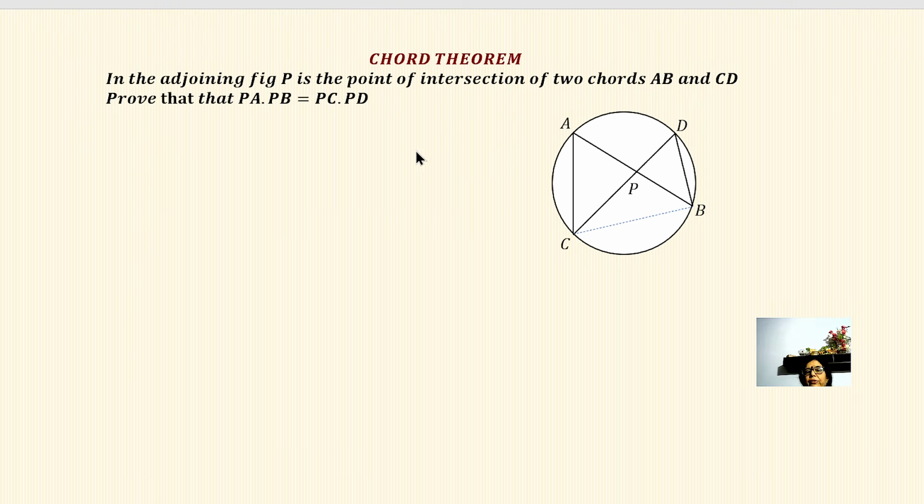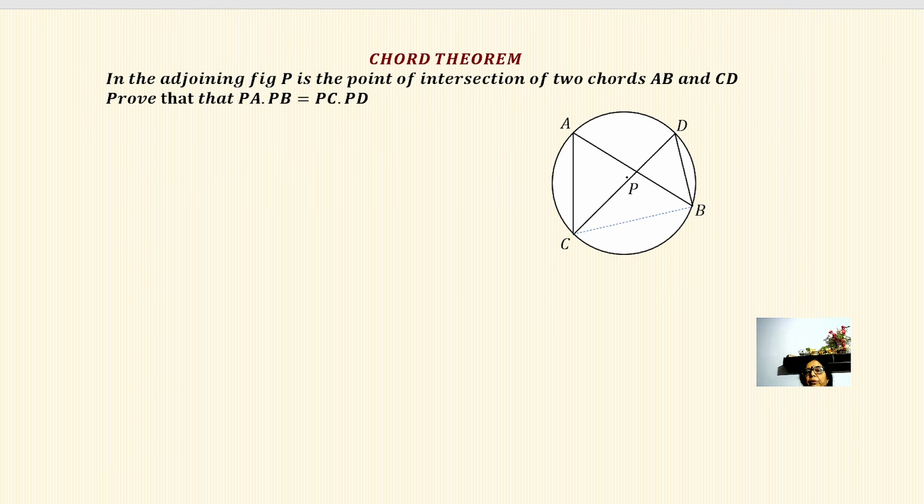So what exactly is the chord theorem? Here, basically, we have a circle, and within the circle, we have two chords AB and CD that are intersecting at the point P. Now you must remember this P need not be the center of the circle. It can be any point where these two chords are intersecting. So we have to prove that the product of PA into PB is equal to PC into PD. This is called the chord theorem.